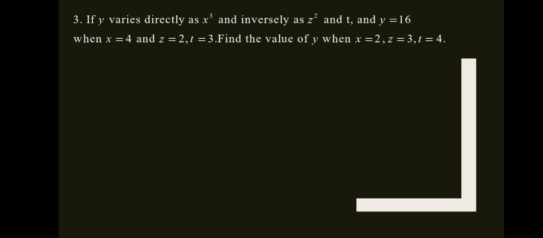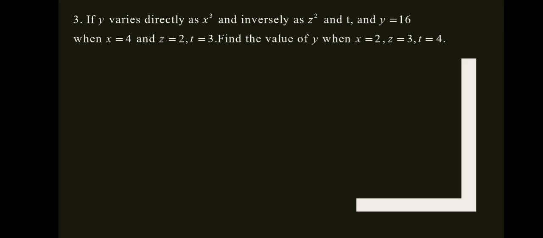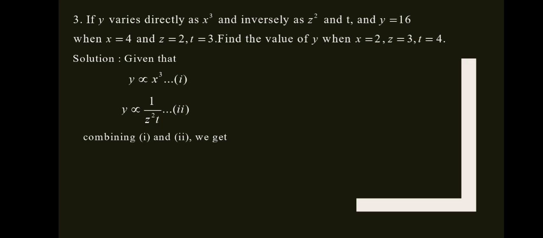Here, since we have been given the value of y as 16, x as 4, z as 2 and t is equal to 3, so the values of all the quantities involved in the given relation are given to us. So we will use these values to find out the value of constant of variation. First we write the relation in mathematical form as y is in direct variation to x cube, but it is in inverse variation to both z square and t. By combining 1 and 2, we just get y is directly proportional to x cube by z square t. By removing the sign of proportionality, we just get sign of equality and a constant k.